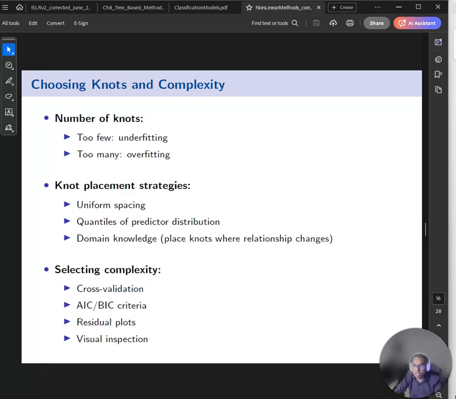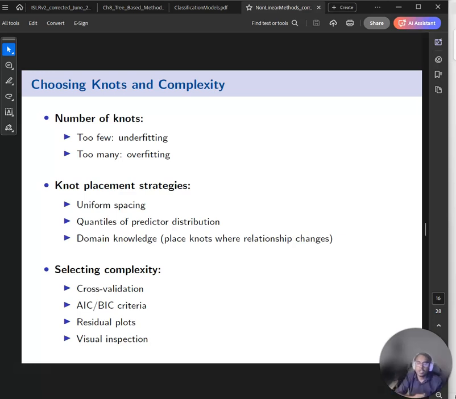Once we have decided on the number of knots, the next question is, where do we place them? There are several strategies that we can use. One approach is uniform spacing across the range of my predictor, which means that I will place these knots uniformly throughout the range. Another common approach is to place the knots at the quantiles of the predictor distribution. This ensures more knots in regions with more data. If you have domain knowledge about where the knots should lie, you can strategically place knots at those locations as well.